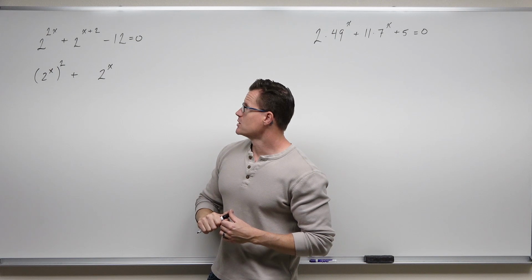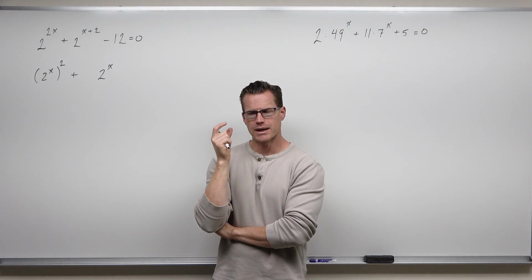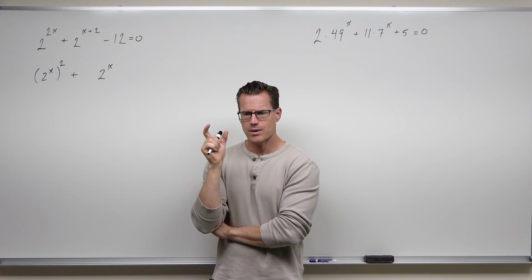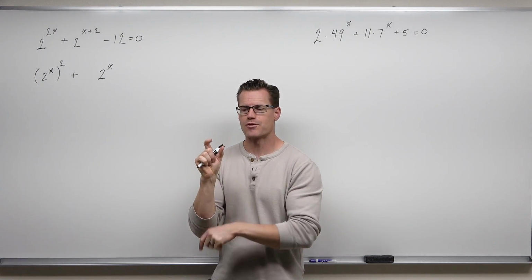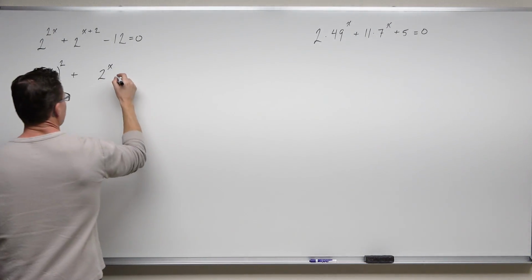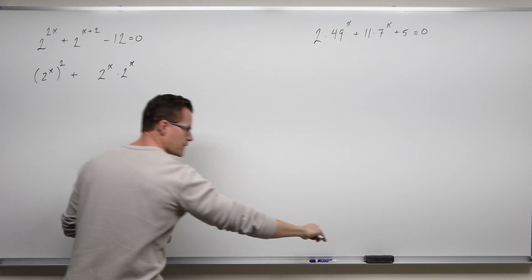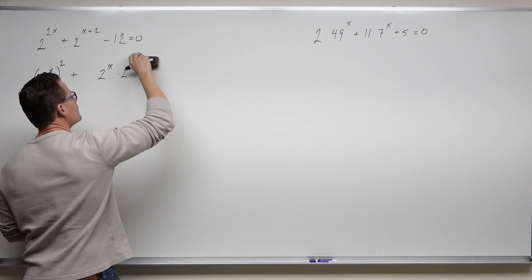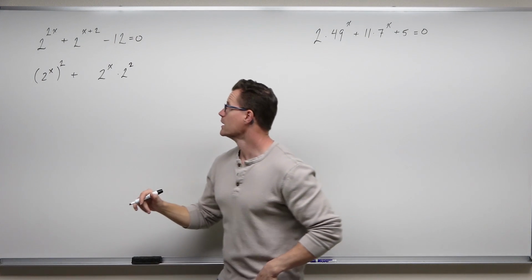Now, how about 2 to the x plus 2? Well, I need 2 to the x, but x plus 2. How do I add exponents? Exponents that are added came from common bases that were multiplied. That's not right. But that is what I want second.